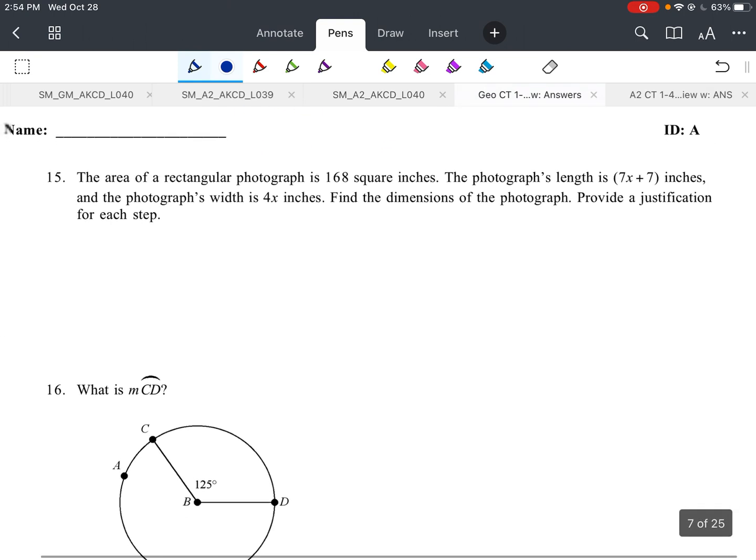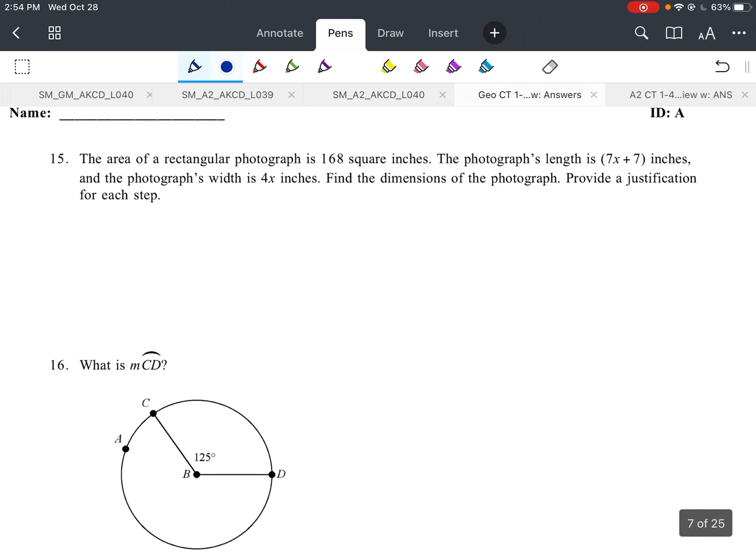Moving on. The area of a rectangular photograph is 168 square inches. And so we've got the length, we've got the width. Let's go ahead and find this rascal out. Here we go. This is a rectangle. I'm just going to write the area of a rectangle formula. Why? They asked for it. And I'm just going to use LW instead of base times height because that's what they're asking for, length and width. So plug it in, plug it in.